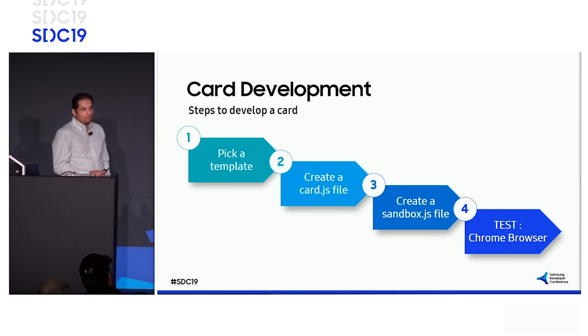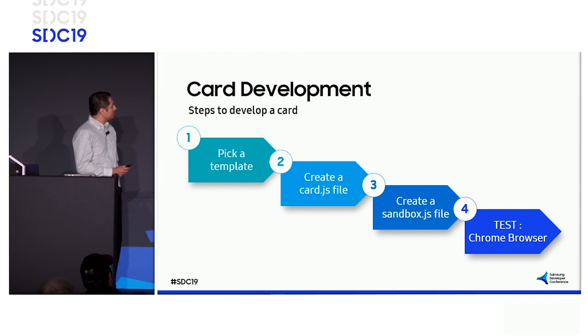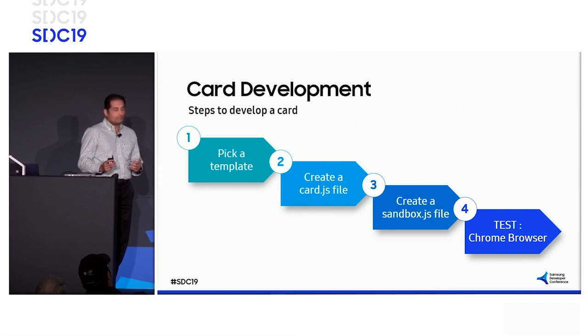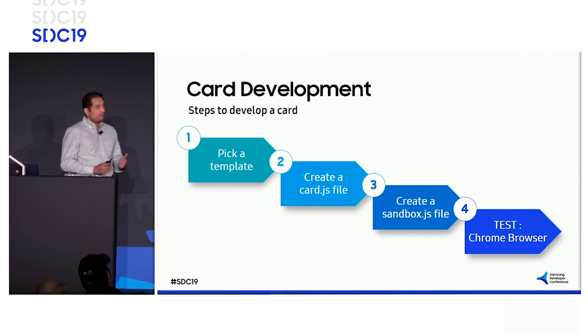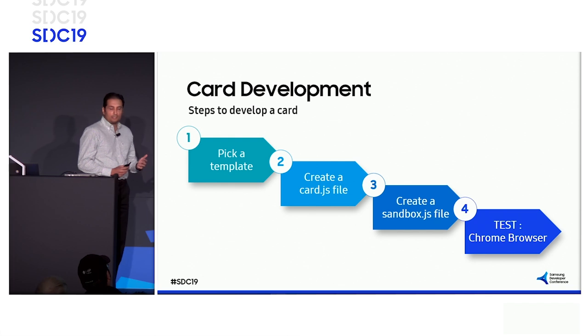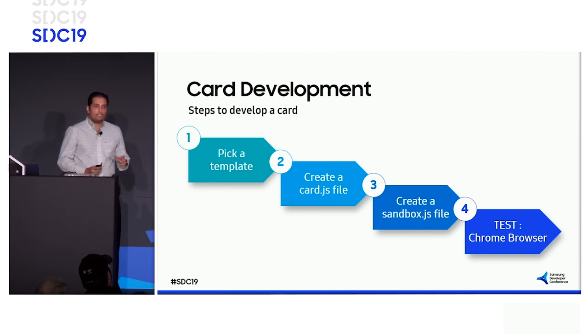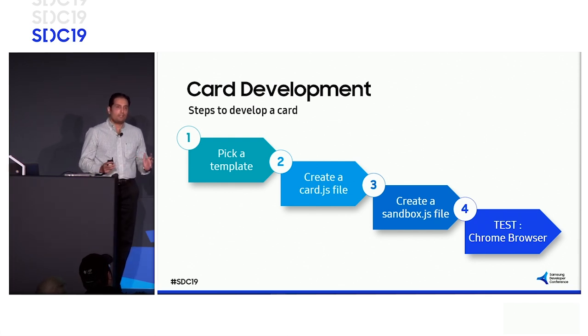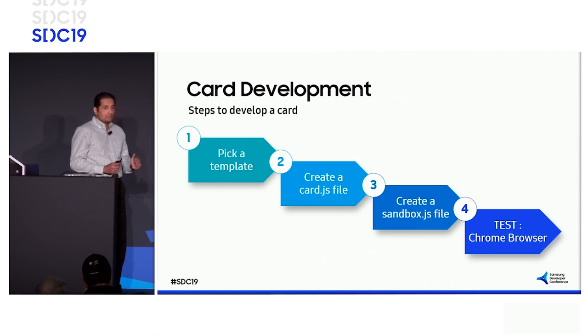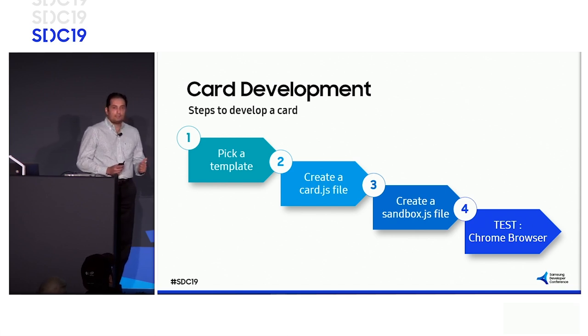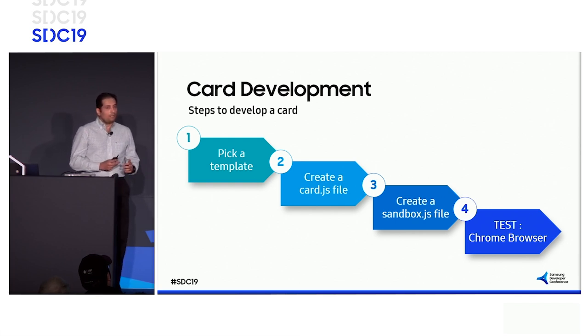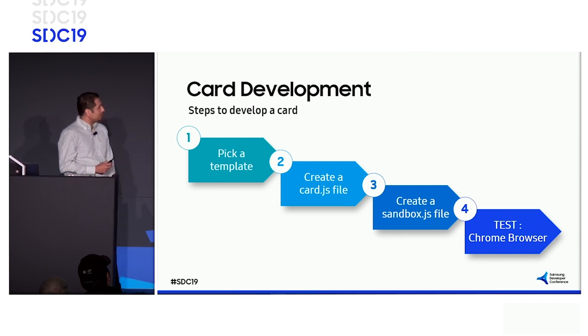So to create a card, we will first have to do some steps. First, we need to choose a template that we want to create our card as. Second, we need to create a card.js file, which is basically holding the front end of the card. Thirdly, we need to create a network operation, which will be done in the sandbox.js file, and they will be linked together by the framework. Once all the files are ready, we should be able to easily test it on the Chrome browser.